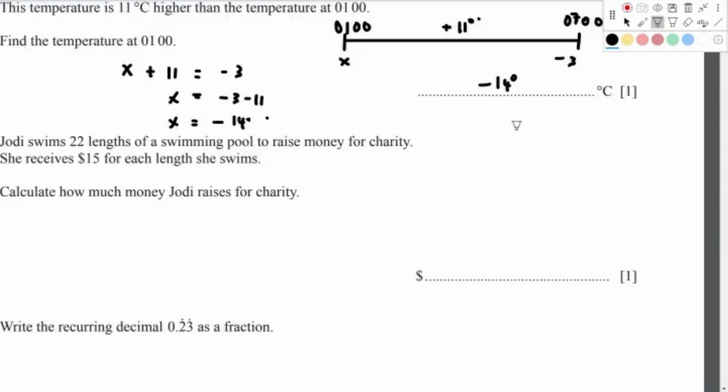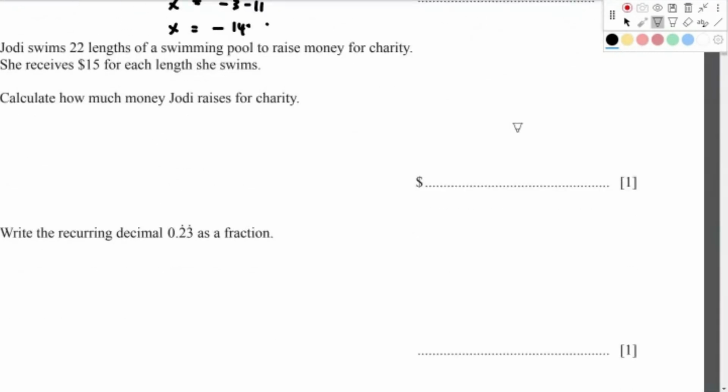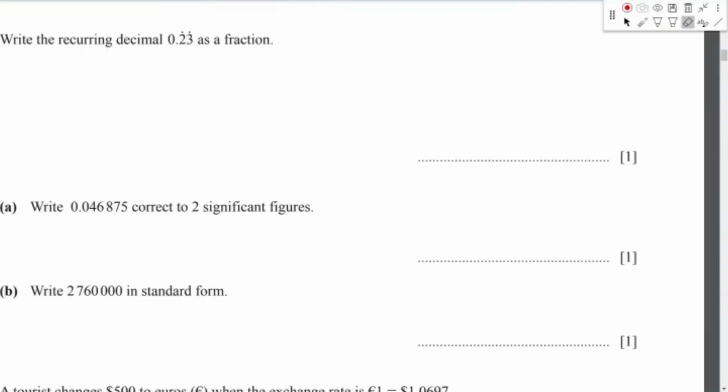Okay. Jody swims 22 lengths of a swimming pool to raise money for charity. She receives 15 for each length. Calculate how much money Jody raises for charity. So that's very easy. 15 times 22, which would be, how much is it? 330, I think. 330. There you go.